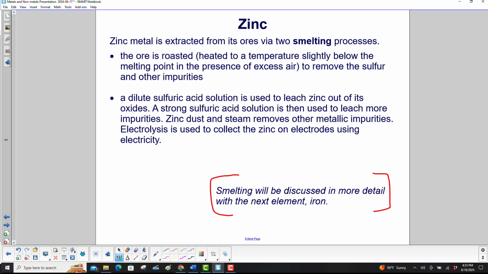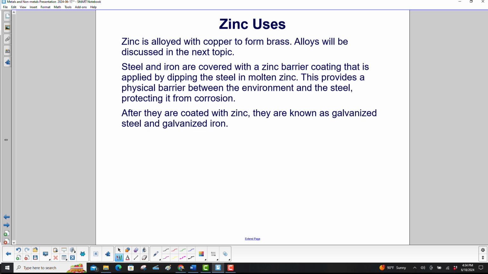Then, a dilute sulfuric acid solution is used to leach the zinc out of its oxides. A strong sulfuric acid solution is then used to leach more impurities. Zinc dust and steam removes other metallic impurities. Electrolysis is used to collect the zinc on electrodes using electricity. Zinc is alloyed with copper to form brass. Alloys will be discussed in the next topic.